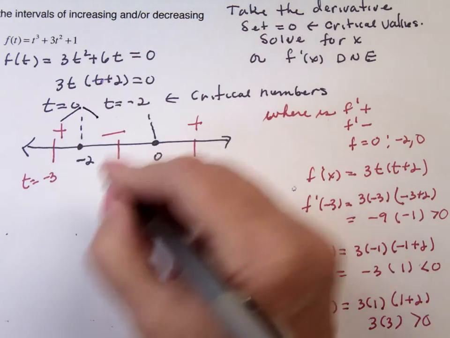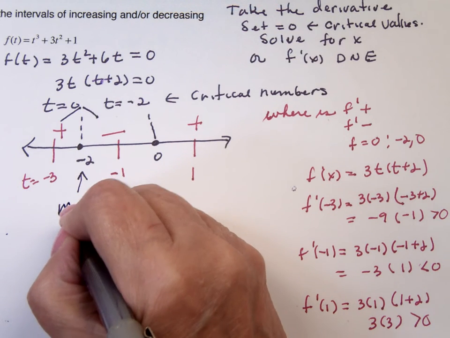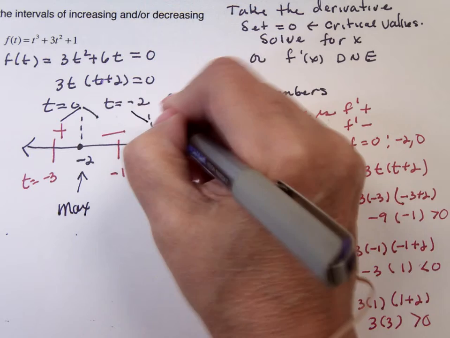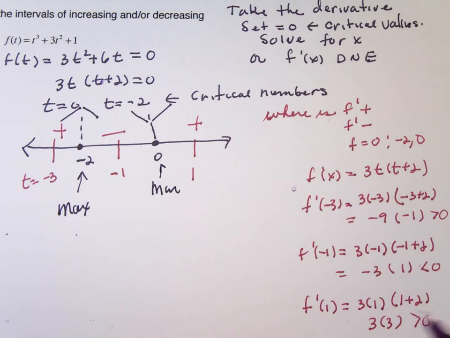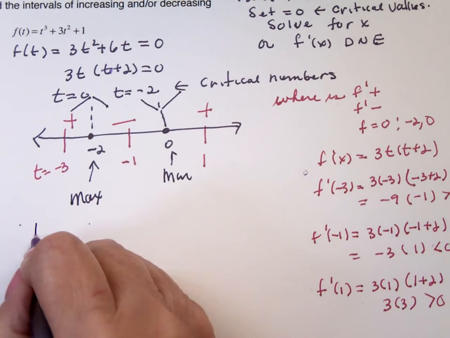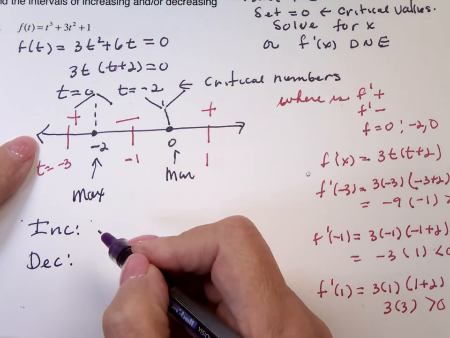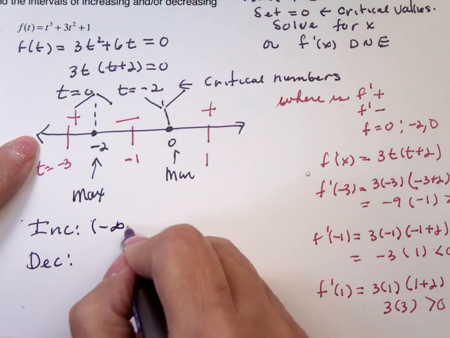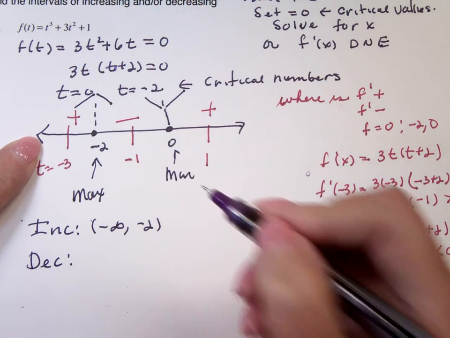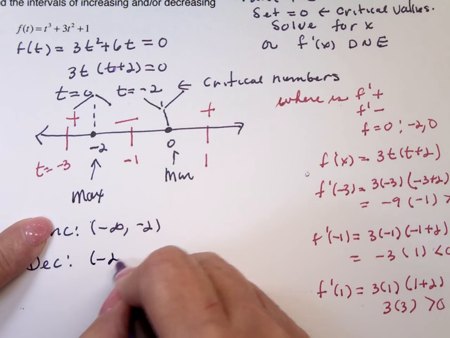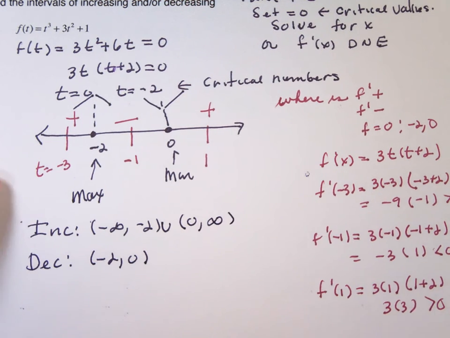Positive, negative, what's this guy? What is he? Max, right? Negative, positive, what's that guy? So, increasing, decreasing, moving from left to right, increasing from minus infinity to negative 2. That's wherever I have pluses, we're increasing. Decreasing from negative 2 to 0, and then increasing from 0 to infinity, wherever I have pluses.